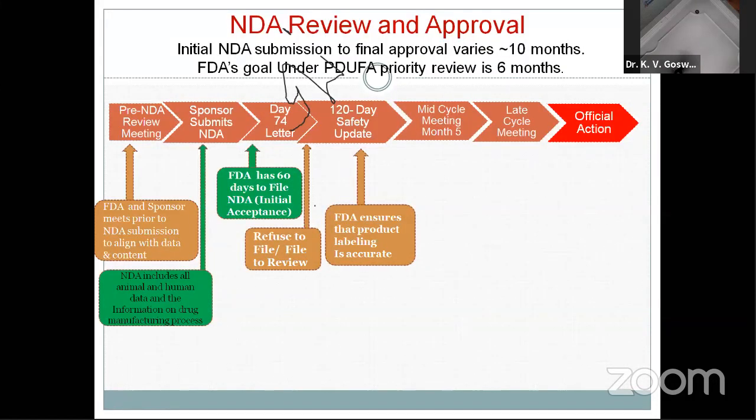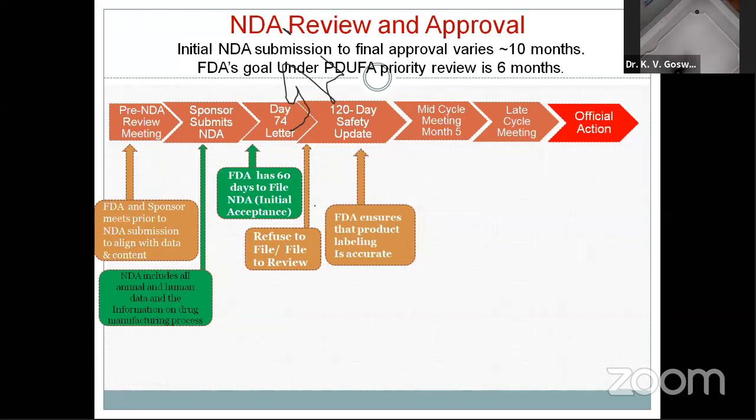So again, this slide gives what happens in the FDA arena. As I mentioned, it takes a lot of time for the FDA to review and approve. Initial NDA submission to final approval varies, approximately 10 months. But FDA's goal under PDUFA priority review is 6 months. So let me walk you through what happens between FDA and sponsor during this process of 10 months or 6 months, or whatever the case may be.